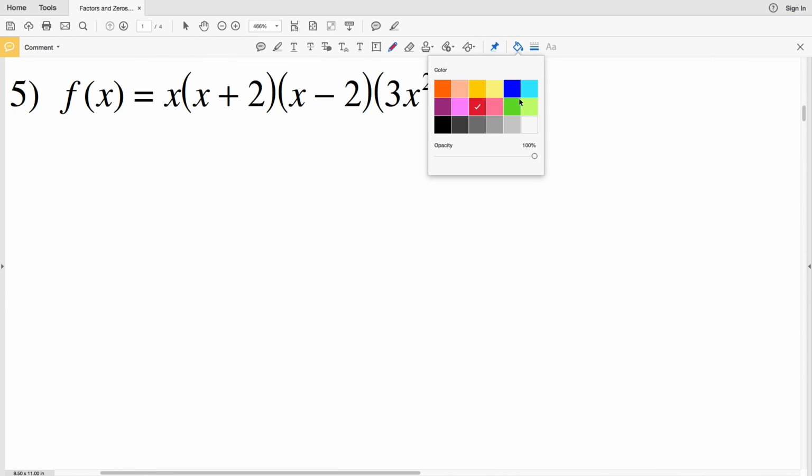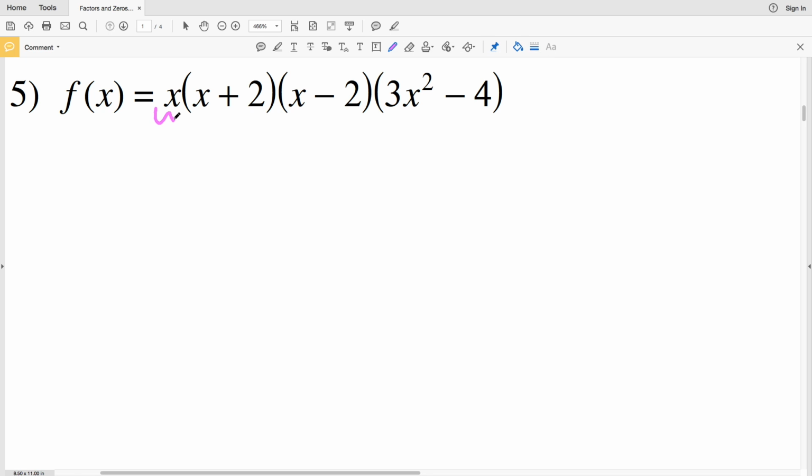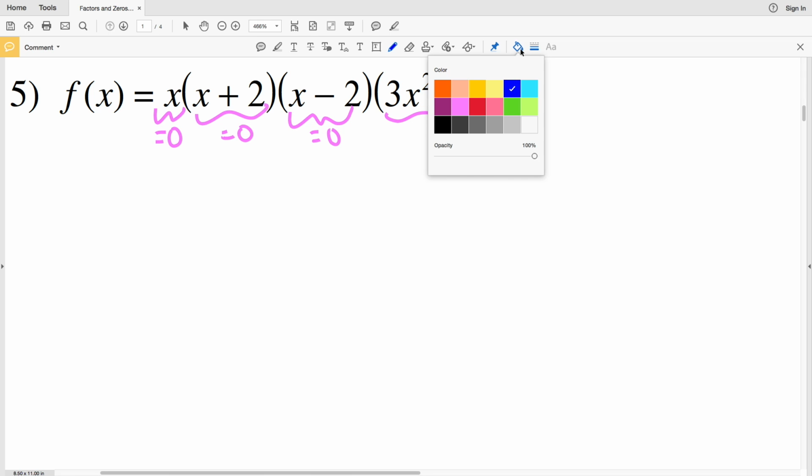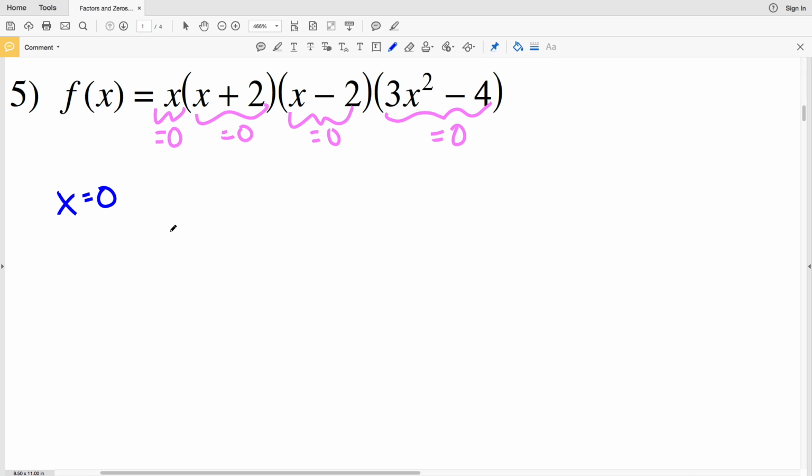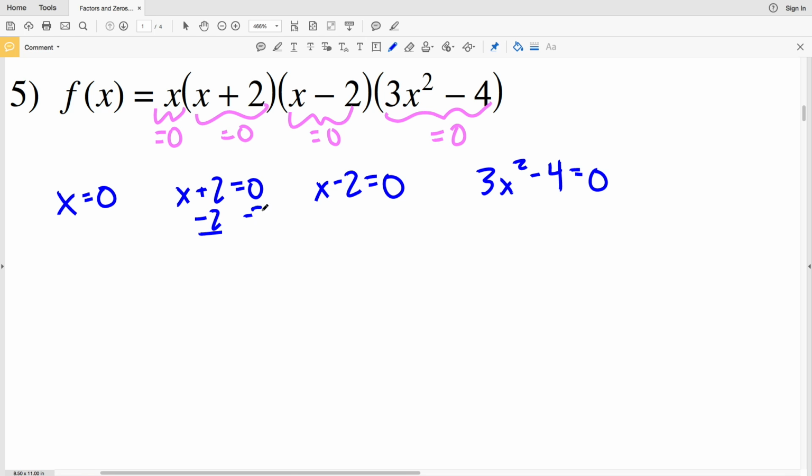And number 5, in order to find the zeros, I'm going to have to see when x equals 0, when x plus 2 equals 0, when x minus 2 equals 0, and when 3x squared minus 4 equals 0. So I'll have x equals 0, and then I'll see when x plus 2 equals 0, x minus 2, and 3x squared minus 4. Well, the first one, x equals 0. For the second one, I'll subtract 2 from both sides to get that x equals negative 2. For my third equation, I'll add 2 to both sides to get that x is equal to a positive 2.